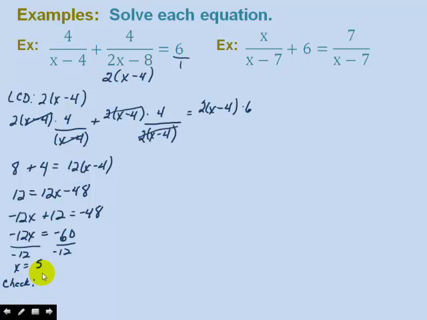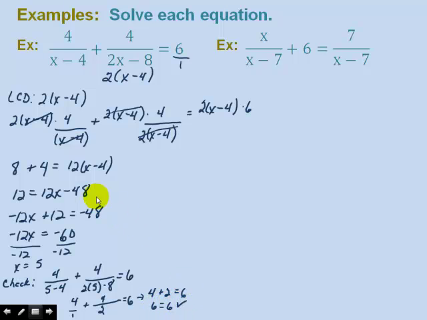So again, we're doing our check. We're going back to our original equation up here and putting in 5 in place of the x. So 5 minus 4 there, plus 4 over 2 times 5 minus 8 is equal to 6. So here this gives us 4 over 1 plus 4 over 2 equals 6. So that would be 4 plus 2 is equal to 6. So that one checks. So our solution is going to be x equals 5.